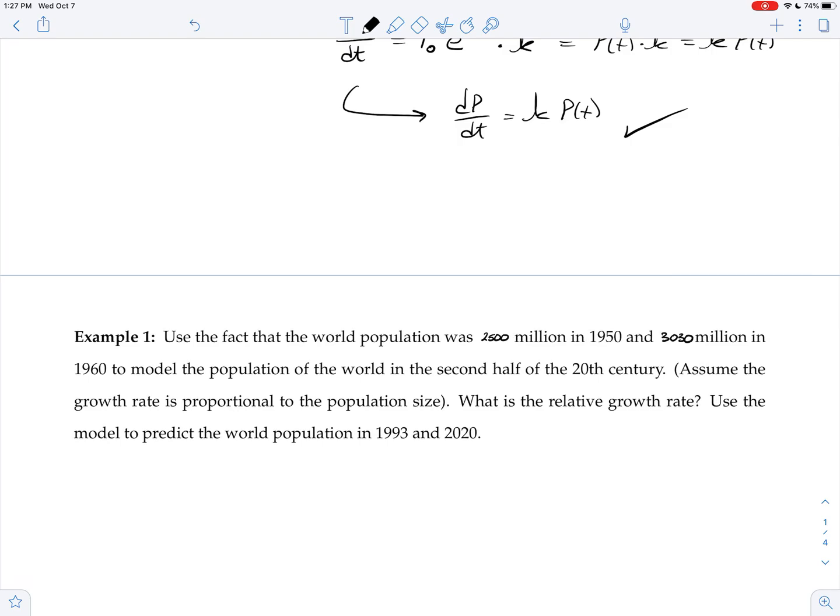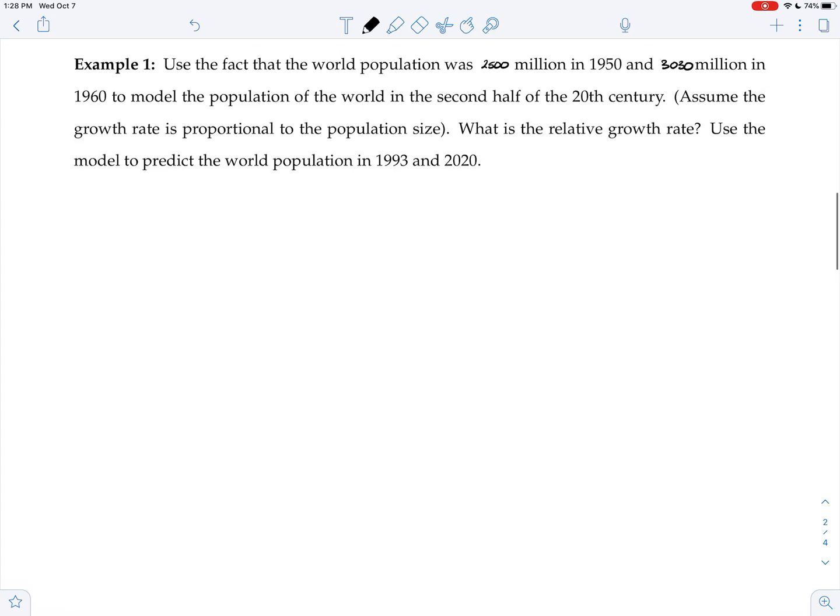So we're asked to model the population of the world in the second half of the 20th century. We're told to go ahead and make the assumption we need to make to be able to use our exponential model. We're asked to find the relative growth rate, and then we're going to predict the population in 1993 and 2020.